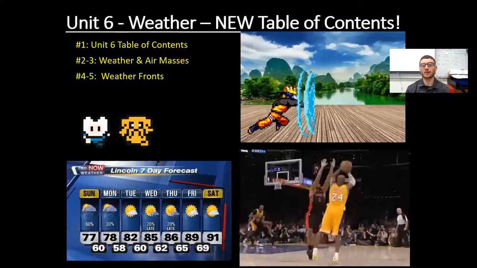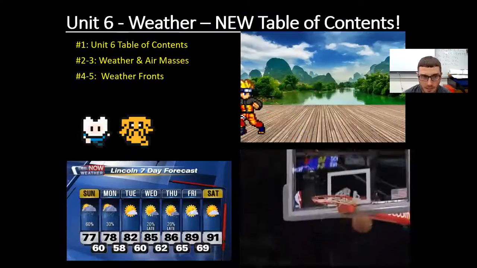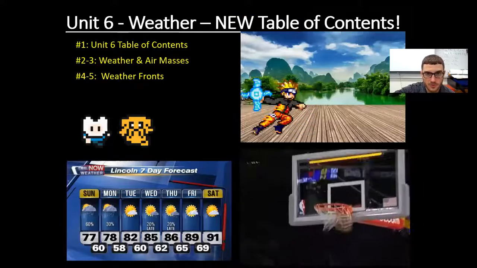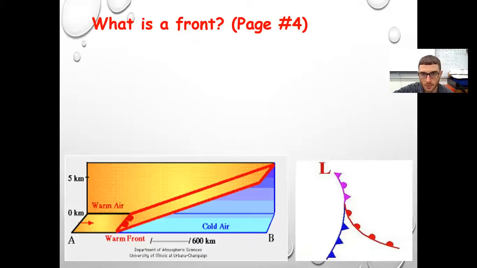Okay, the table of contents is the same. If you haven't already, make sure you've got pages 4 and 5 for weather fronts. On page 4, we'll get to page 5 in a little bit, I want you to write the question, what is a front? Again, write this down on page 4, guys. We're going to copy this word for word. Title: what is a front?